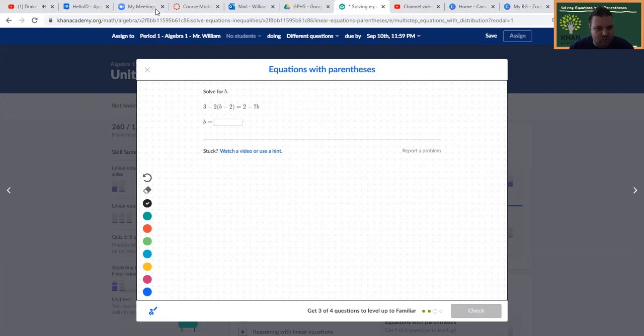What are we distributing here? We're distributing a negative 2 across these parentheses. So we end up with 3 getting brought down. Negative 2 times b is negative 2b. Negative 2 times negative 2 is positive 4, equals, and then this side of the equation just gets brought down. Same thing I did on the problem before.